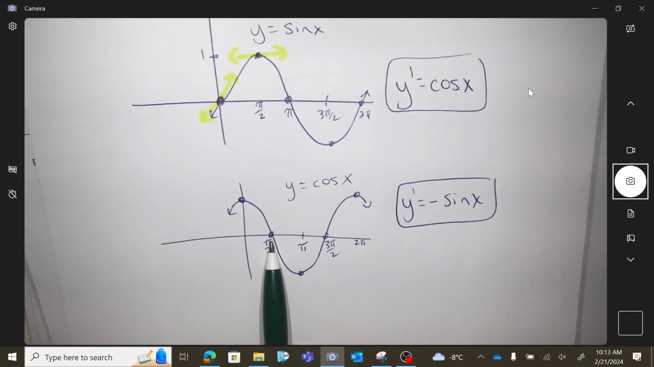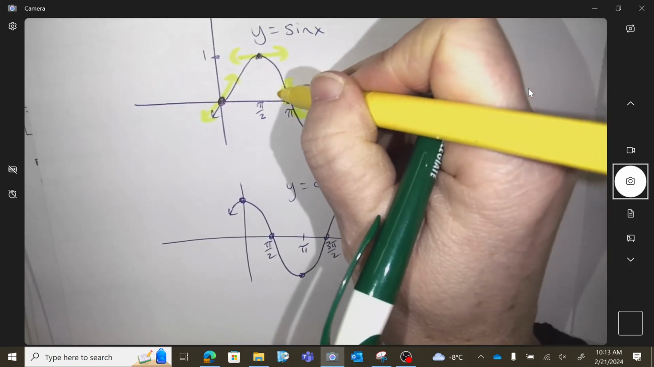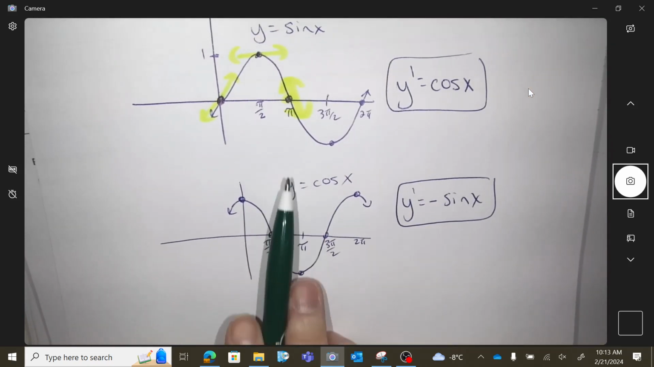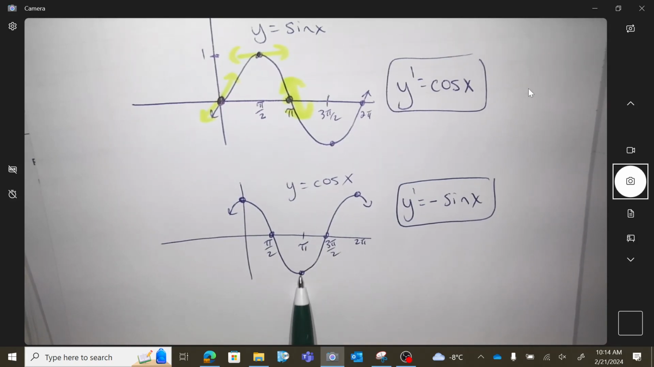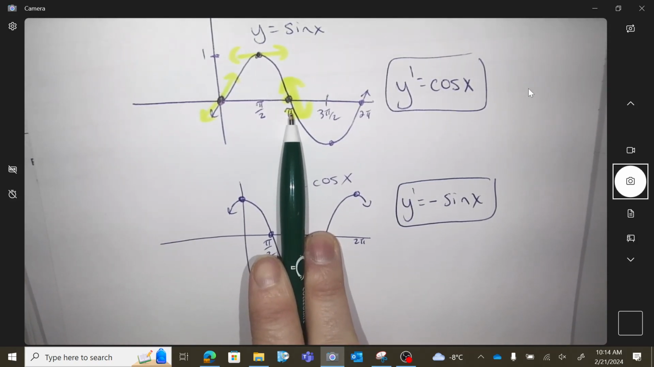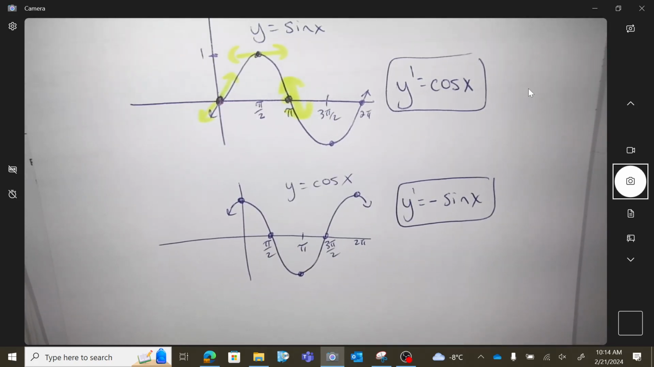0. We'll go to the cos of 90 degrees. What's the cos value at 90 degrees? 0. Okay, now look at pi. Look at the tangent line there. What's the slope of that line? So what's the cos of pi? -1. Would the slope of that be -1? Yeah, see how that's working? So does it work the same for this?